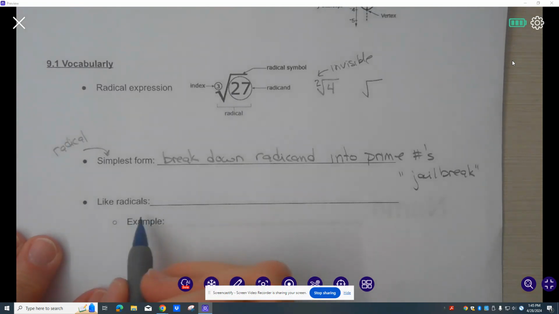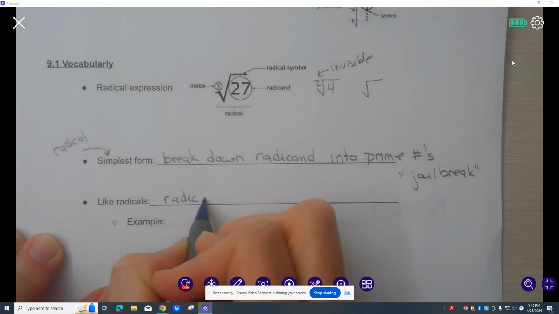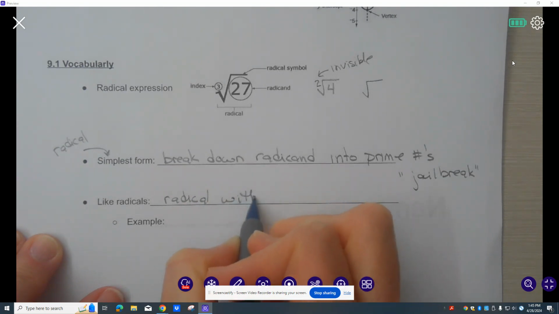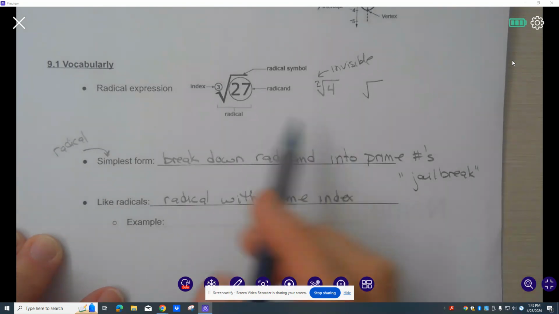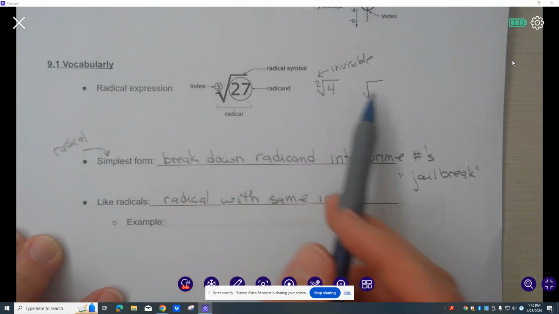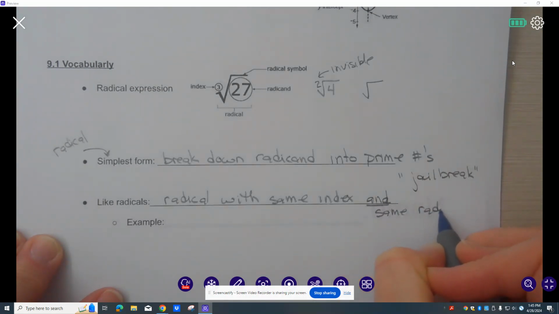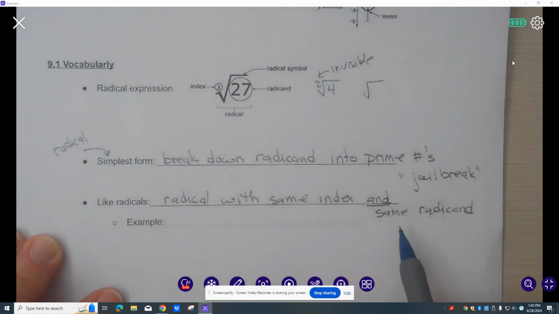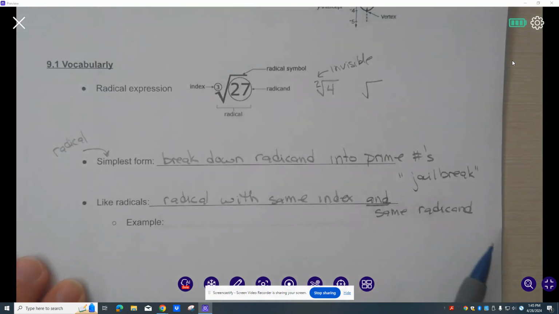Now, the other vocab we need to use for the second part of 9.1 is: what is a like radical? A like radical is a radical with the same index, so that's this little number, or the invisible 2, and the same radicand. That's the number inside the radical. So this has to be the same and this has to be the same. So, radicals with the same index and same radicand.